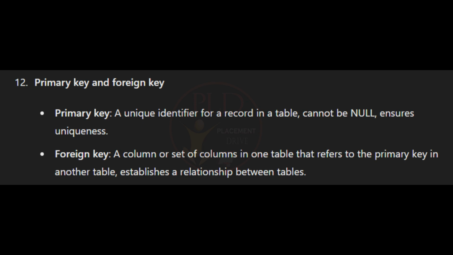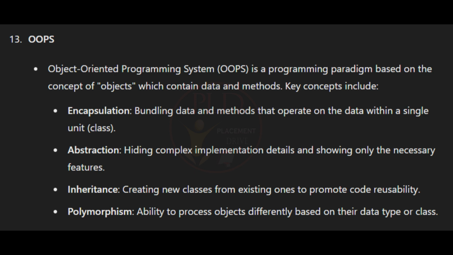The 12th question is primary key and foreign key. A primary key is a unique identifier for a record in a table, cannot be null, and ensures uniqueness. And the foreign key is a column or set of columns in one table that refers to the primary key in another table, and establishes a relationship between tables. The 13th question is OOPS.